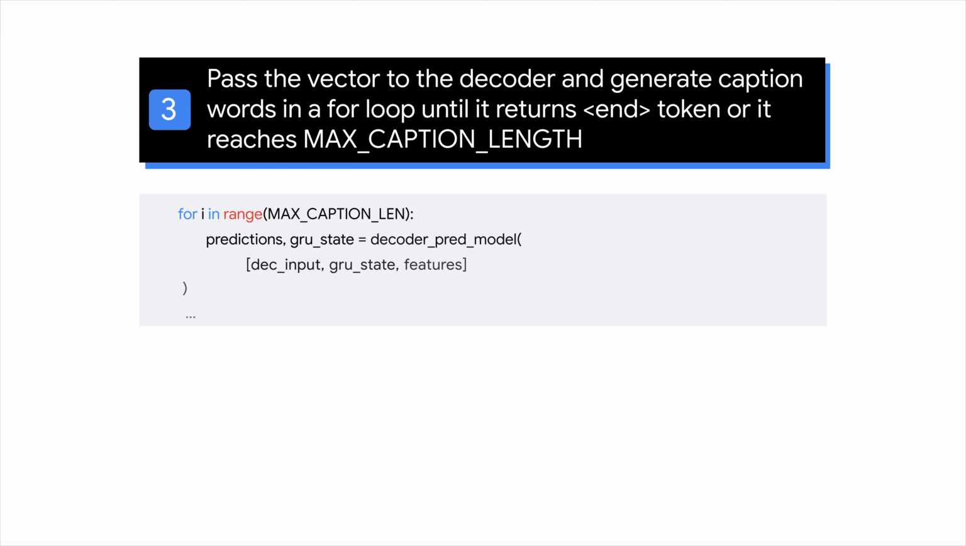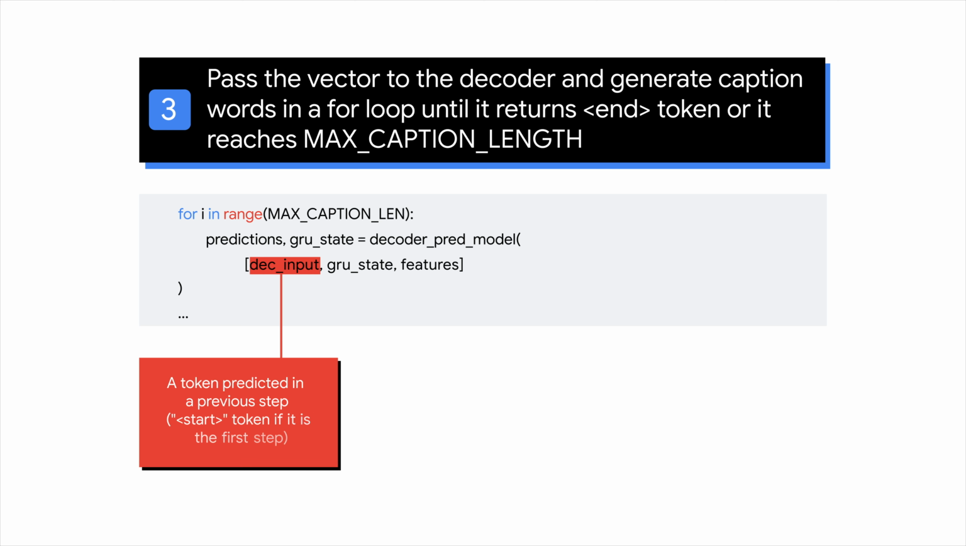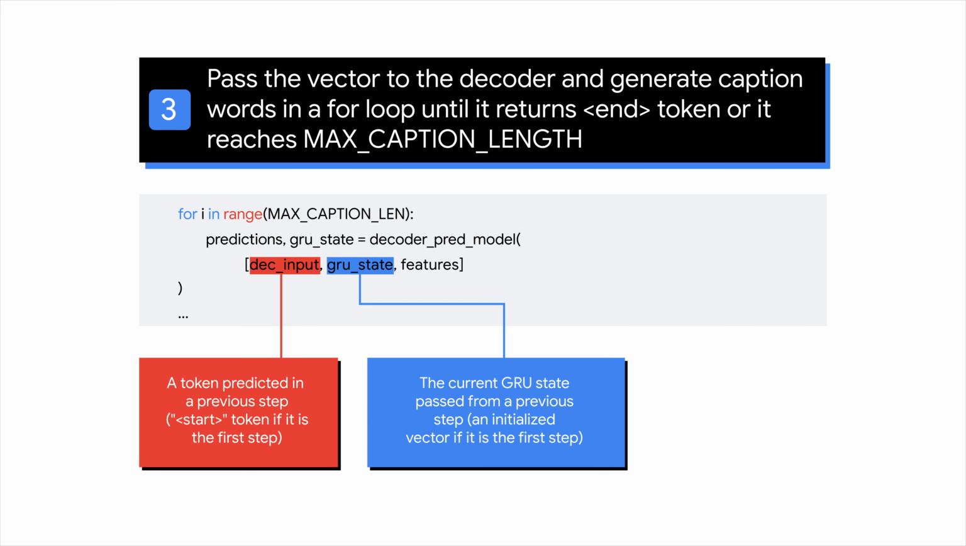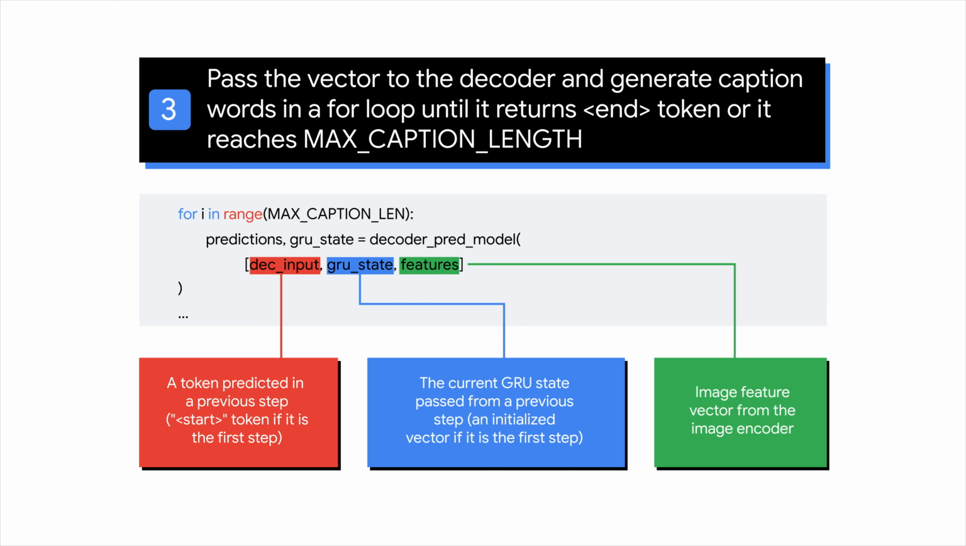In the last phase, the decoder for loop is a bit complex, so I will explain it in more detail in the next video with the actual code. But the main thing here is to call the decoder by passing three things. DEC input means decoder input, which should have the word token predicted in the previous iteration. And as we talked, if it is the first iteration, this would be the start token. GRU state is the current GRU state we discussed. And please note that the decoder always outputs the updated GRU state. And last but not least, features. This is the image feature we extracted with the encoder. By passing them, we can get the actual next word prediction.